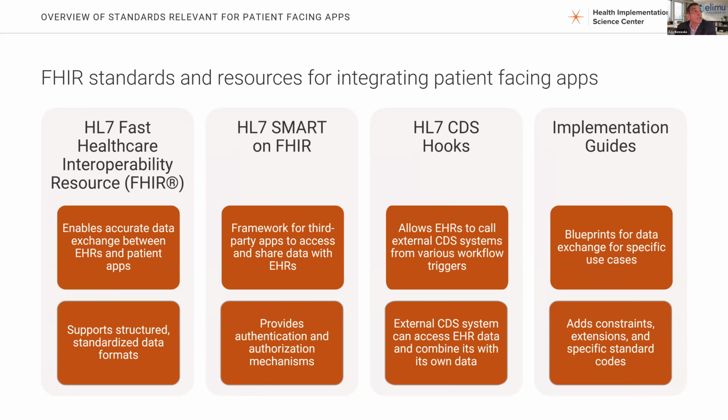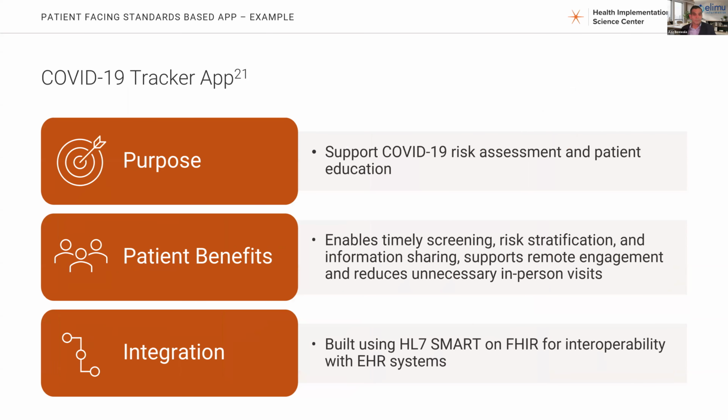One of the most widely used implementation guides in the US is the US Core Implementation Guide, which defines the FHIR APIs that EHRs in the US provide with more specificity than the base FHIR standard. And that, in my opinion, has been very helpful to get consistent access to data from EHRs. Next slide, please. Thank you.